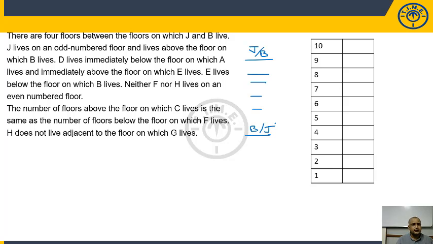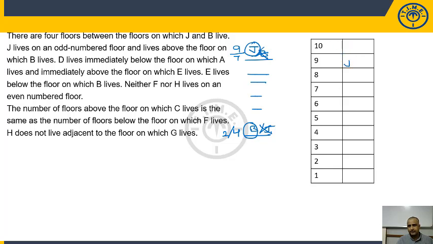Now what is given? J lives on an odd number floor and lives above the floor on which B lives. So now we can confirm that J lives above the floor on which B lives. And J lives on an odd number floor. So if it is 9, it is 8, 7, 6, 5, 4. If it is 7, then 6, 5, 4, 3, 2. One of these two cases will be valid. So we are getting 2 projections. Let's write the 2 projections.